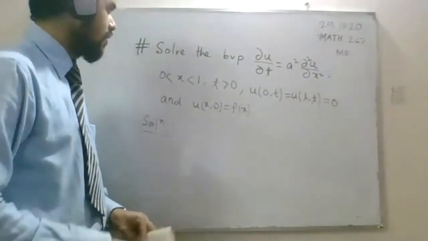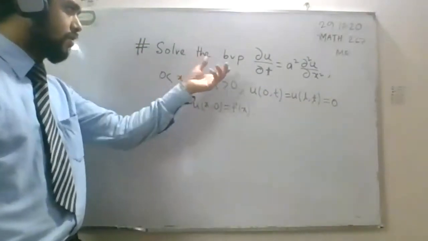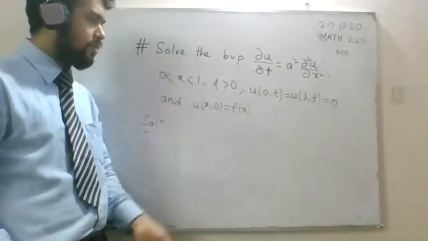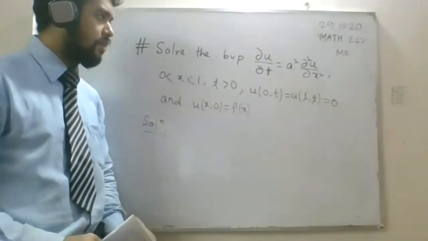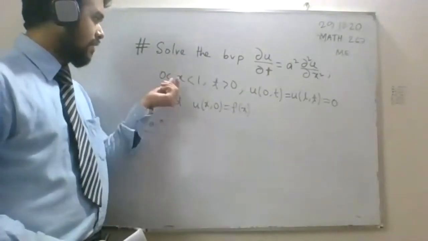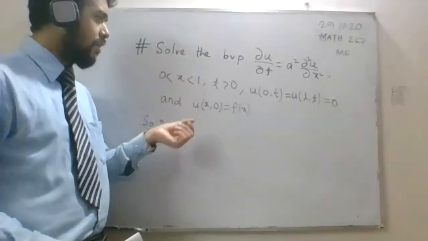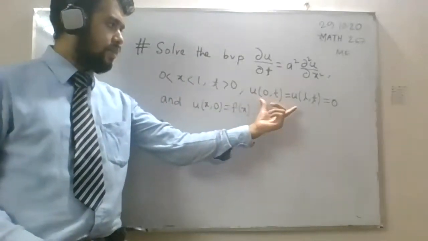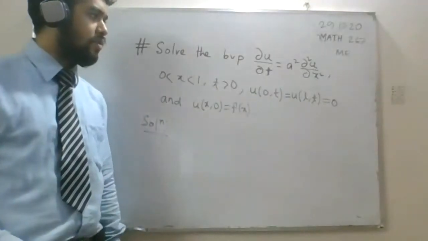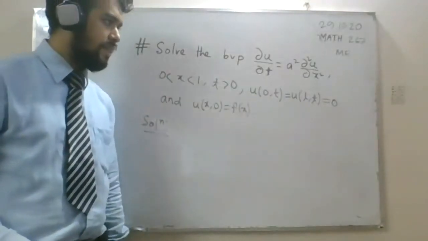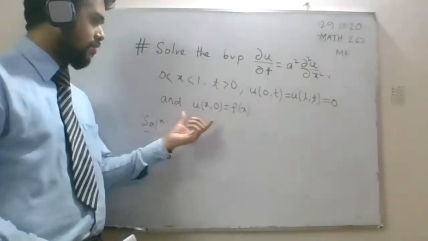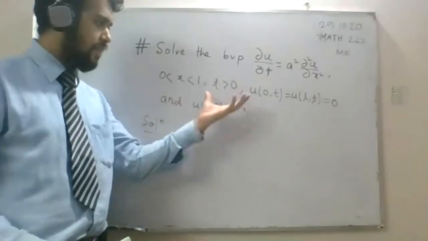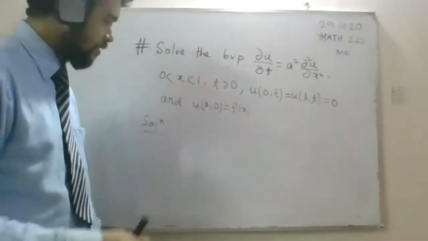So if I solve this problem where the equation is del u by del t equals a square del square u by del x square, where x is 0 less than x less than l and t greater than 0, and also the boundary condition here is u(0, t) equals u(l, t) equals 0, and for the initial condition u(x, 0) equals f(x). Okay. Here is your boundary of the problem. Now you have to solve this.